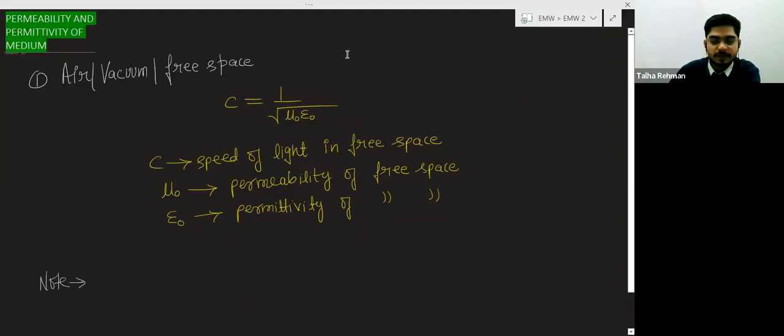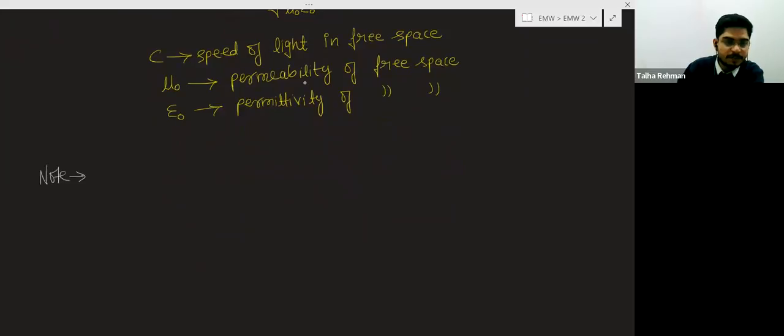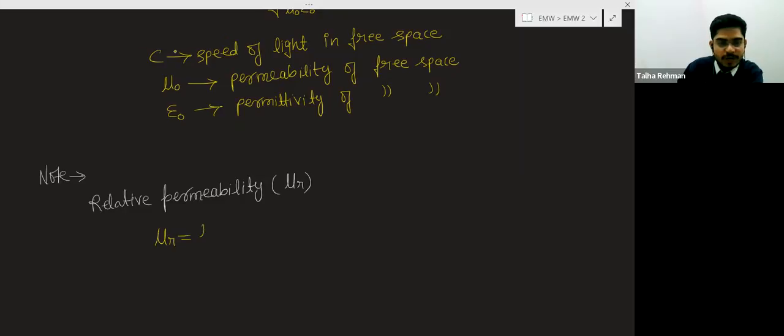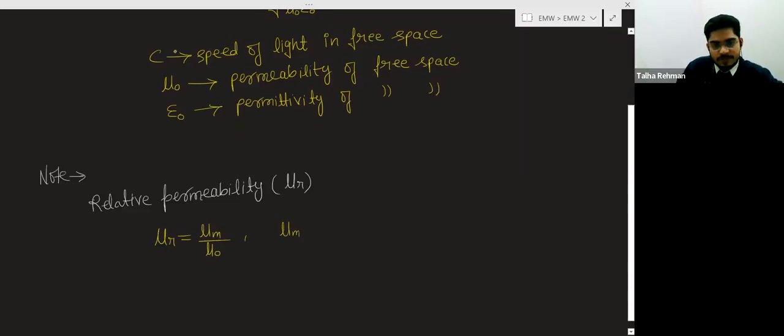Okay, note down, there is a term relative permeability and relative permittivity. So relative permeability is represented by mu suffix r. So this mu r is equal to mu m, permeability in some medium, divided by permeability in free space. Mu m is the permeability of some medium.